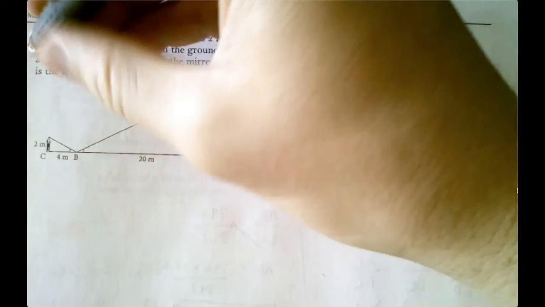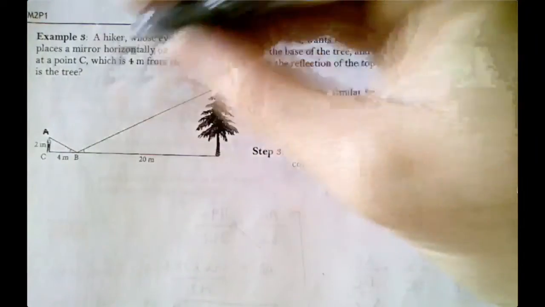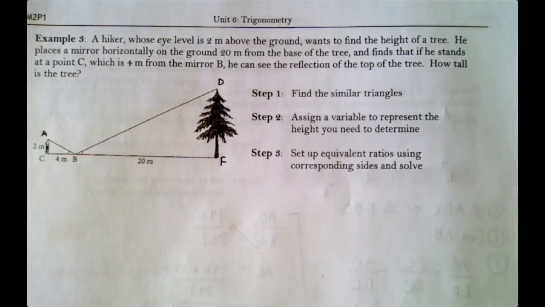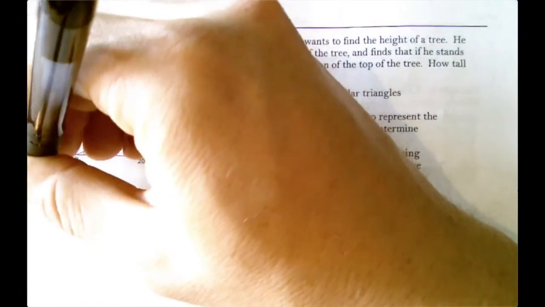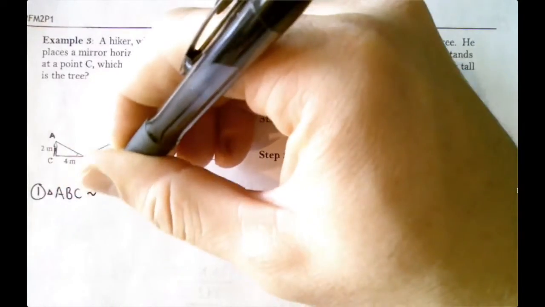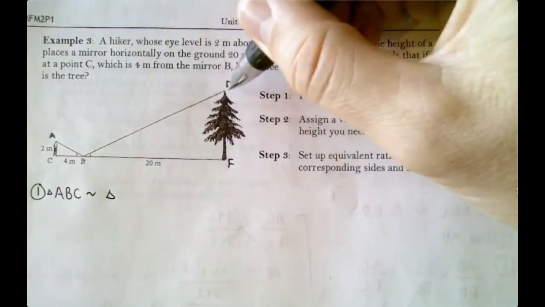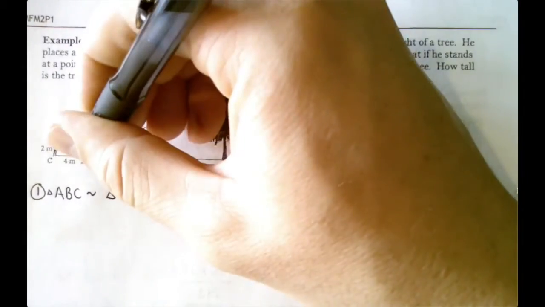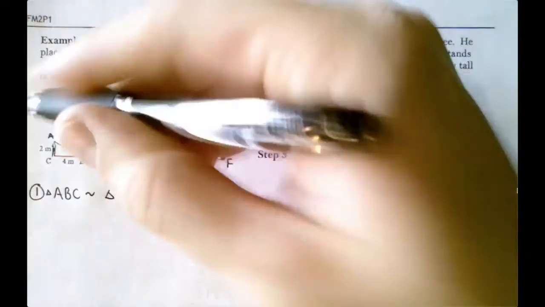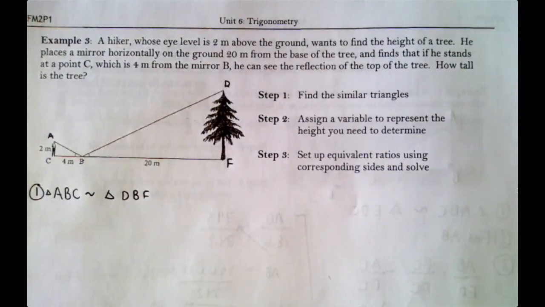So here we go. We got a triangle. I'm going to call this A. So we've got A, B, C, and we're going to call this B, D, F. So find the similar triangles. Similar triangles are ABC is similar to triangle, I'll start at the top, D, B is in the middle, and then F is the bottom. The man and the tree are representing the same side in the triangle.